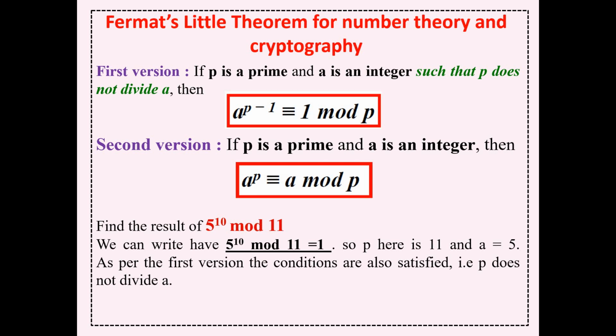But the second version actually takes out the condition that A should not be divisible by P, and you can see this.